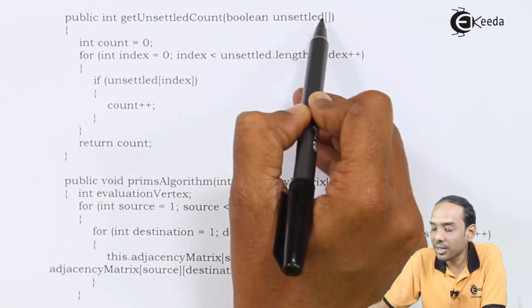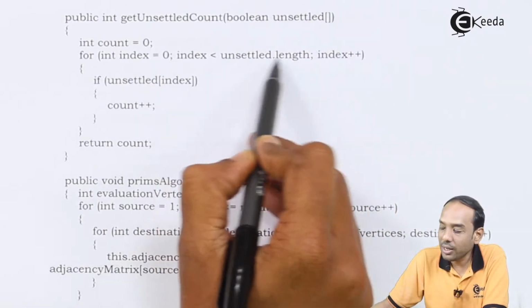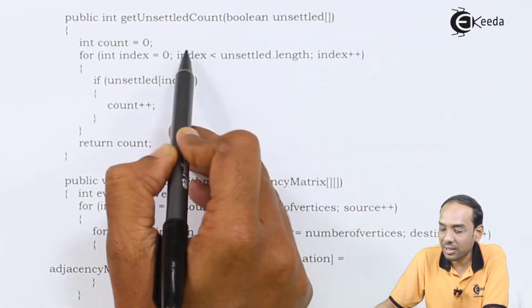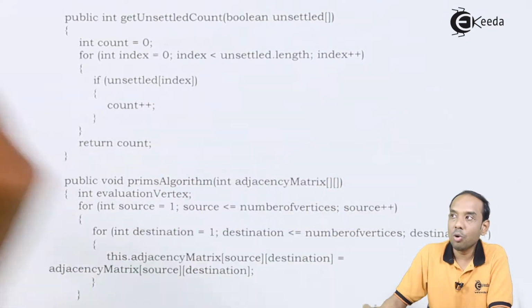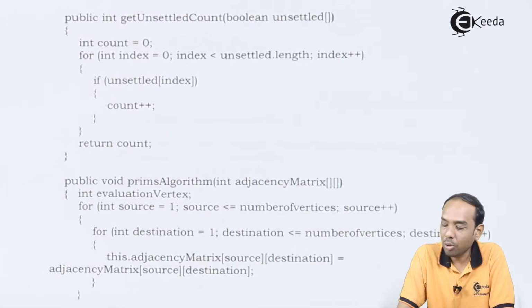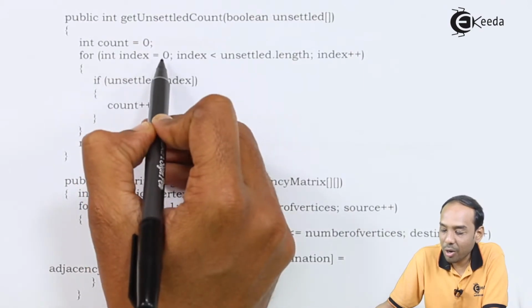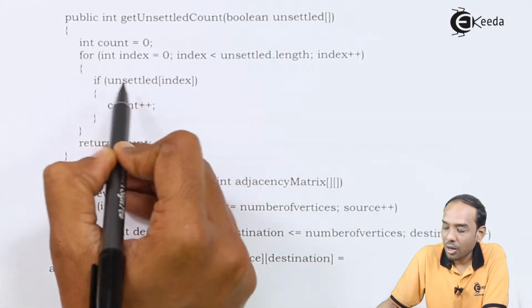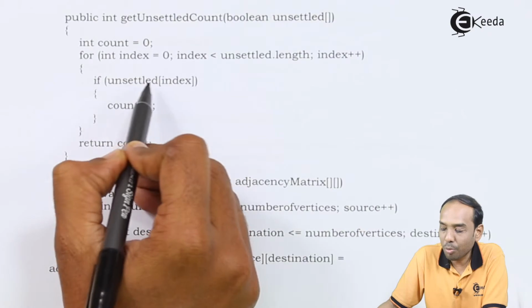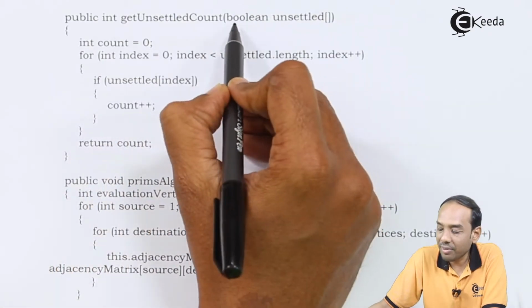We have defined the unsettled array. We are going to calculate its length, and the index has to be less than this value. Then we go with the checking. We write down if unsettled with the index value starting from 0. Whatever value comes out is a true value because we have the return type as boolean.